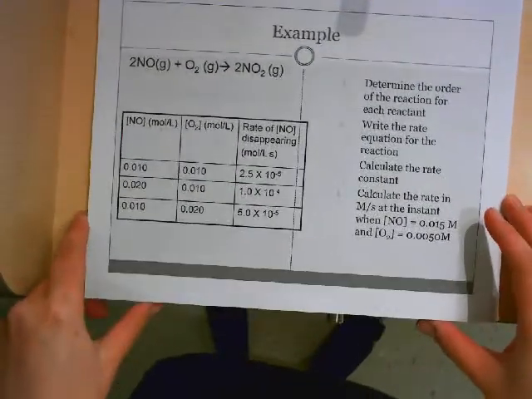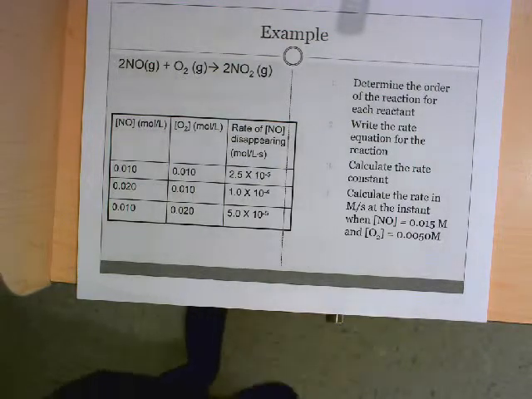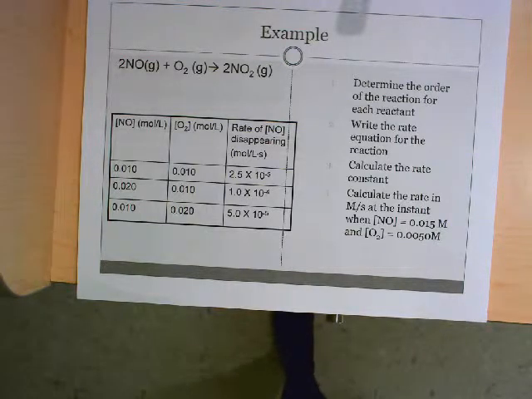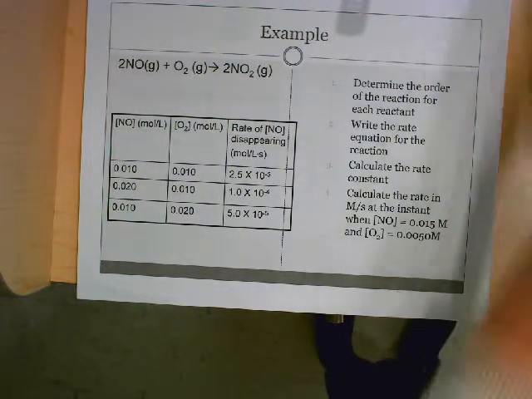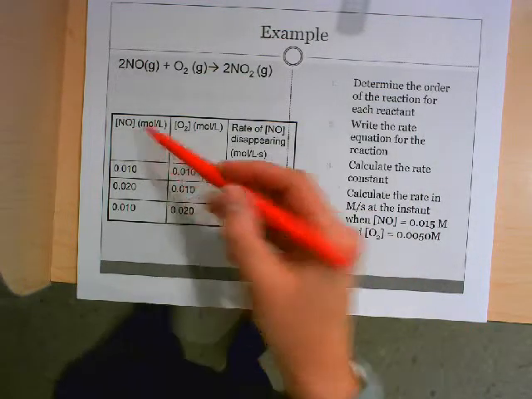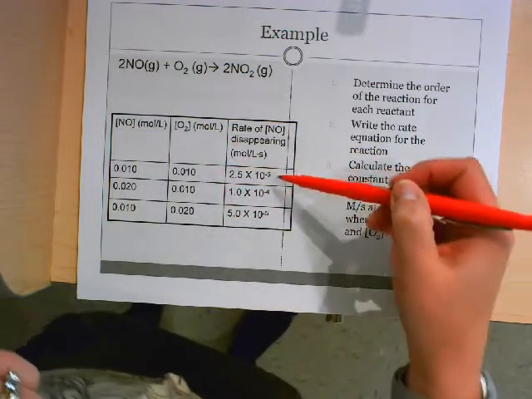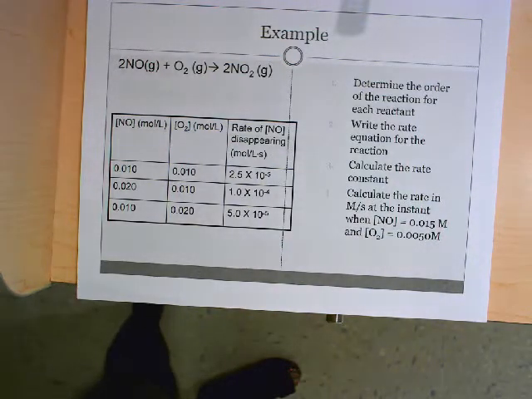So let's say I have some experimental data. Here I have a slightly different reaction. Now I have nitric oxide reacting with oxygen to make nitrogen dioxide. I did the nitrogen monoxide at 3 different concentrations, I did the oxygen at 3 different concentrations, and I saw the rate of the reactant disappearing over time.